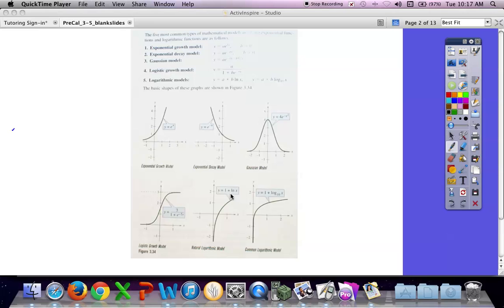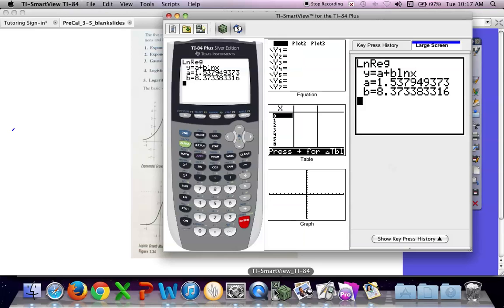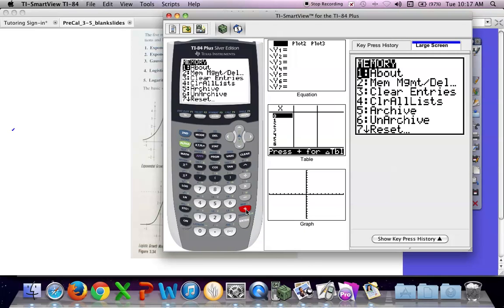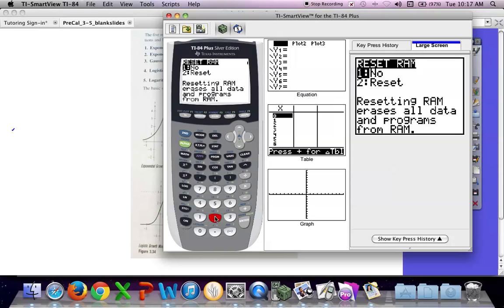So, if you notice, they're both pretty close. One of them is ln of x. The other one is log base 10 of x. They're both pretty close. If you look in your calculator, most of the time when we do this kind of thing, second, 7, 1, 2.